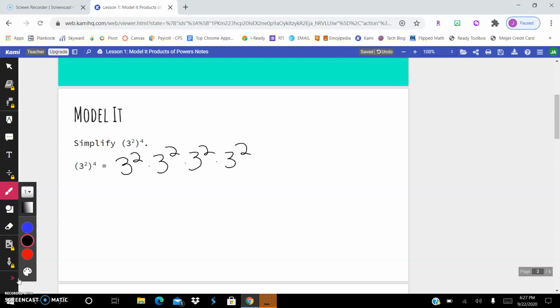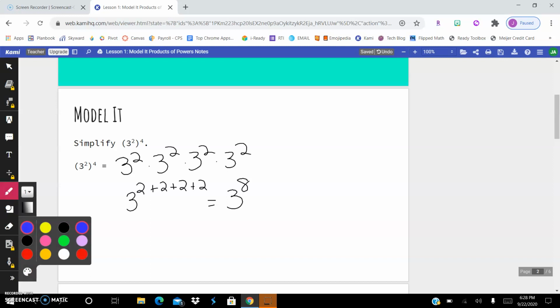And thinking back to yesterday, the multiplication rule says that if all of the bases are the same, which they are, they're 3's, that I can just add our exponents. So 2 plus 2 plus 2. If I add all those 2's up, I get 8. Now, let's see if there's a quicker way than writing all of that out.